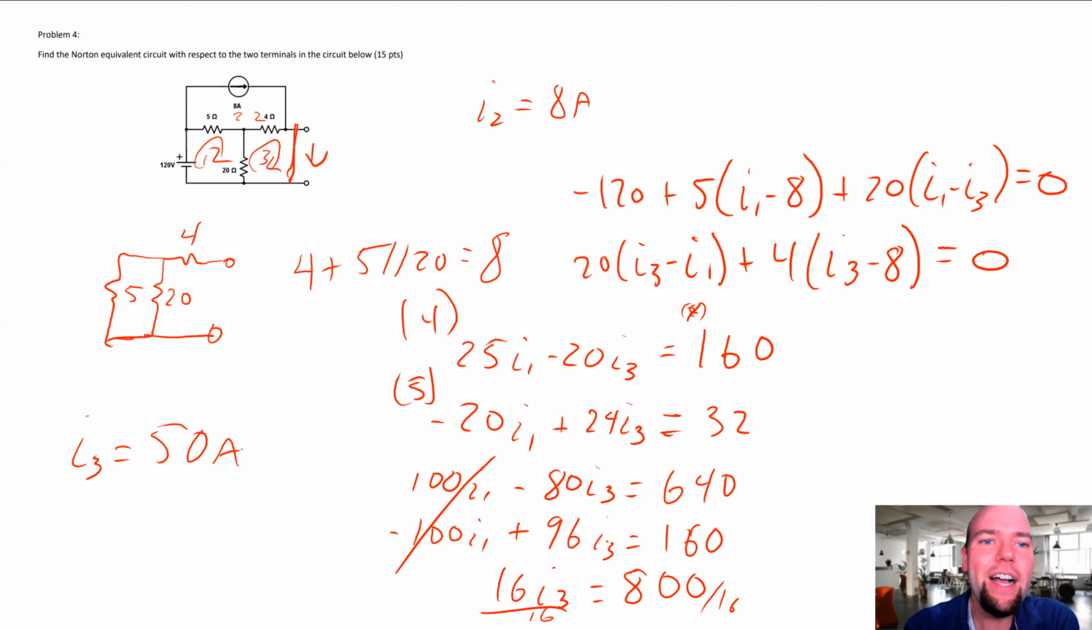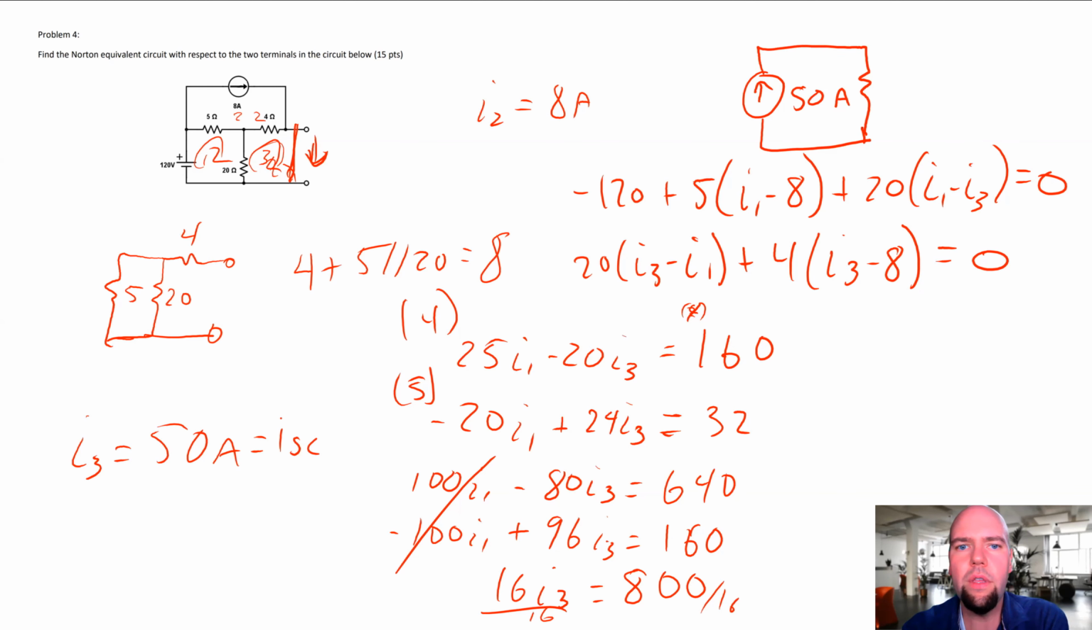All right, so I3 was the short circuit current. Going back to it, this current I3 is the current through that short, so that is the short circuit current. So then our Norton equivalent here should be 50 amps in parallel with 8 ohms.